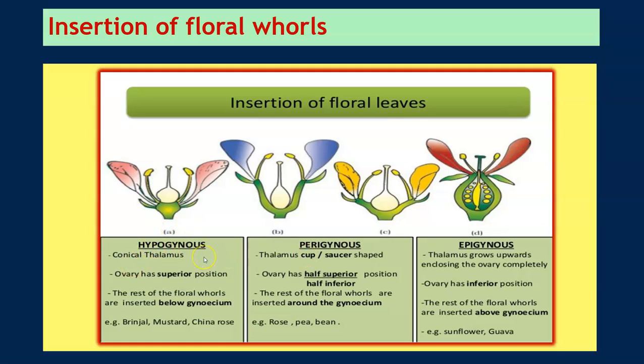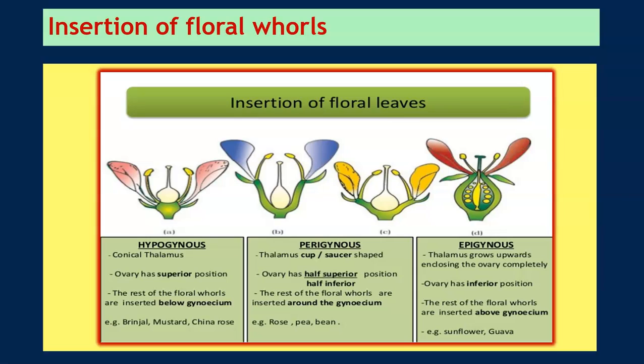The first one is the hypogynous, which is also called hypogamy, when a convex or a conical thalamus is present in the flower. Here, this is a conical thalamus. And the ovary occupies the highest position while the other floral parts are below the ovary. So you can see the ovary is at the highest position and the remaining floral parts are below the ovary. So the ovary in this case is said to have a superior position. Such a flower is called a hypogynous flower.